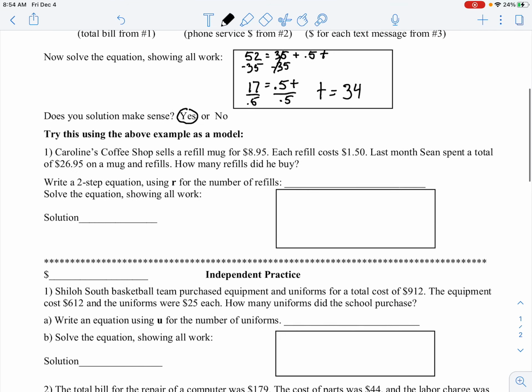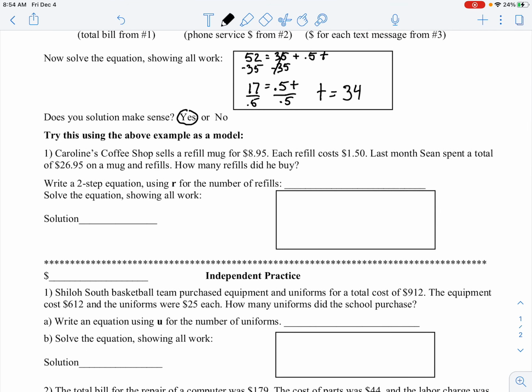All right, so now for our next one, I'm going to ask you to pause the video here and give this one a try on your own. Use the same steps that we did up above, and once you're finished with that, you can hit play again, and I'm going to go through this right now, and you can see how well your attempt matched up with mine. So our problem, Caroline's Coffee Shop sells a refill mug for $8.95. Each refill costs $1.50, and last month Sean spent a total of $26.95 on a mug and refills. How many refills did he buy?